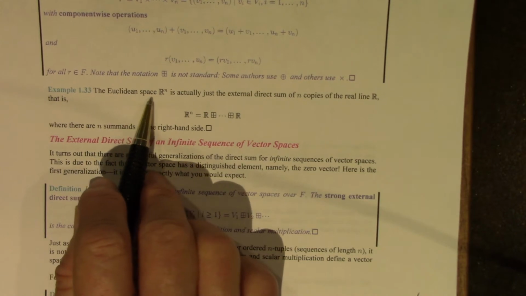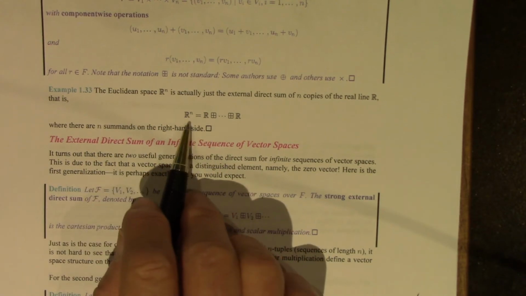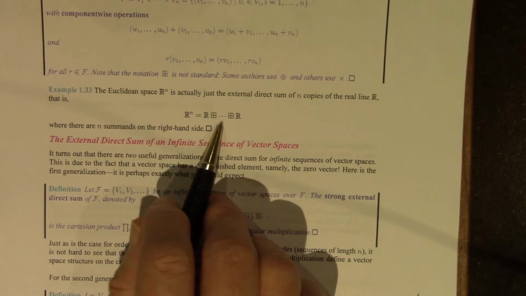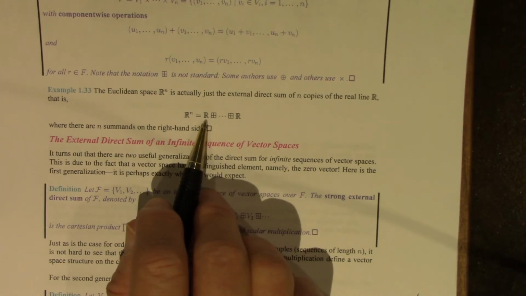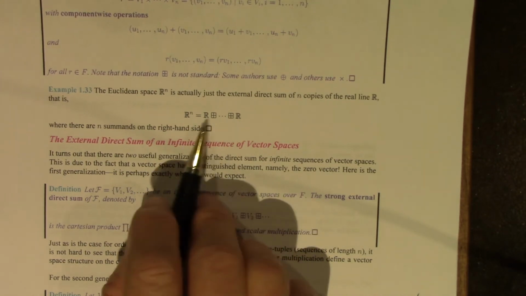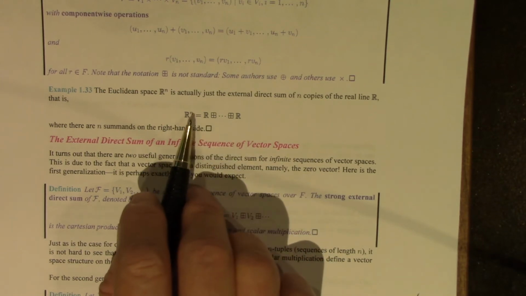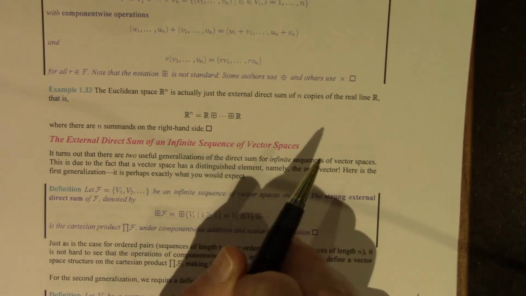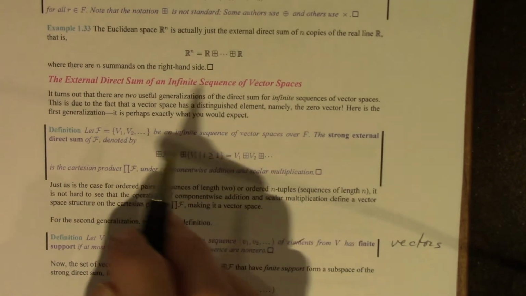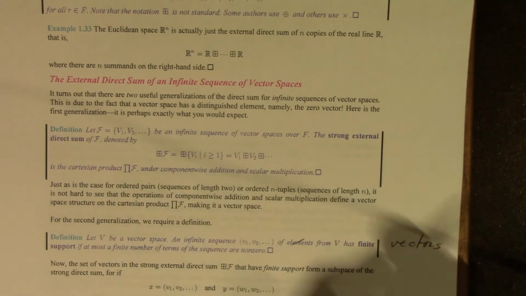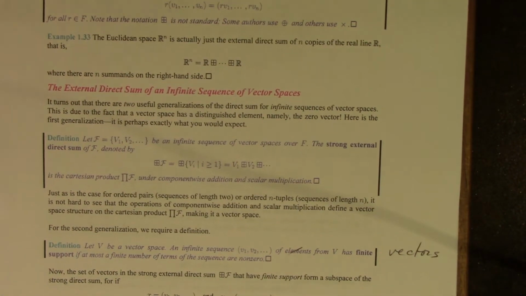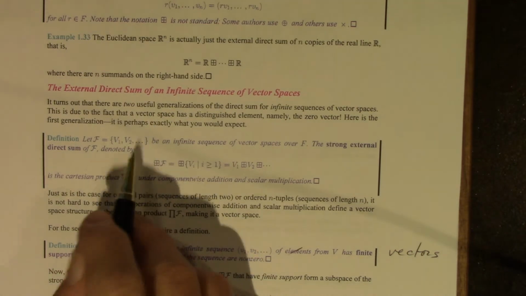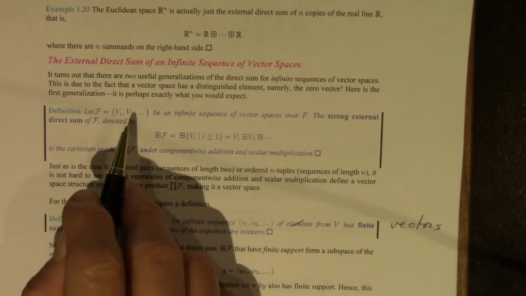Simple example, Euclidean space Rn is in fact nothing more than the external direct sum of n copies of the real numbers. It turns out that there are two useful generalizations of the direct sum for infinite sequences of vector spaces. So let's look at those two generalizations. Here's the first one.